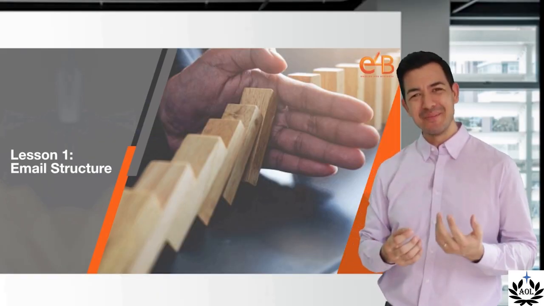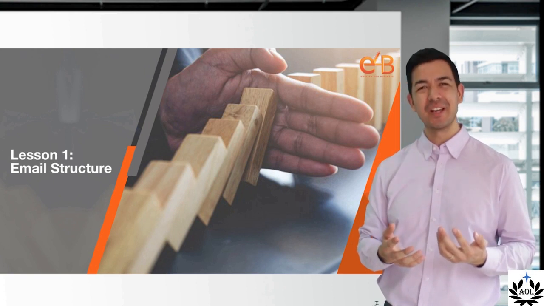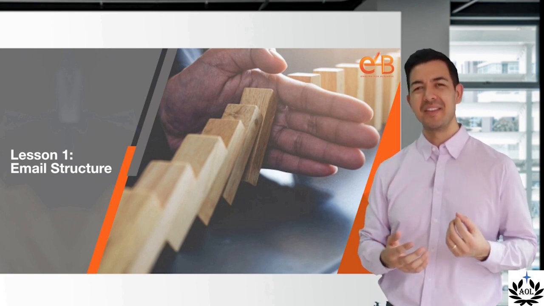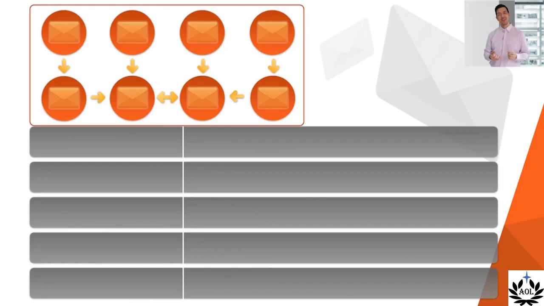Our first topic is called email structure. In this section, we're going to cover the 5 parts that every good email should have. The first part is called the greeting or the salutation. Now, this is how we begin an email, usually with something like "Dear" and the recipient's name.